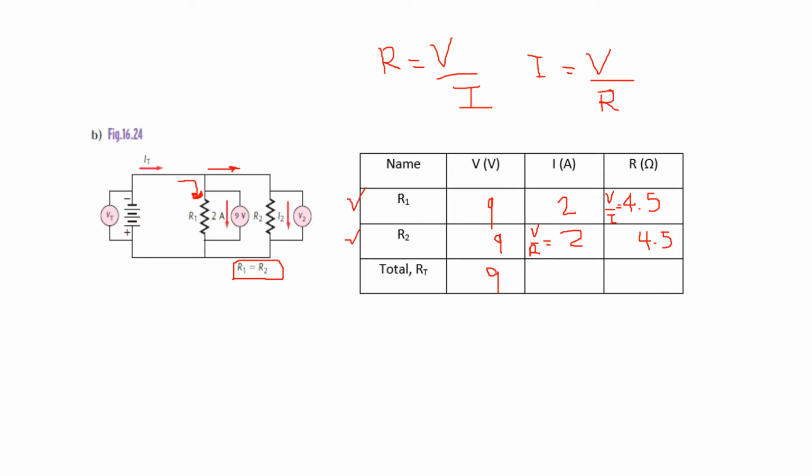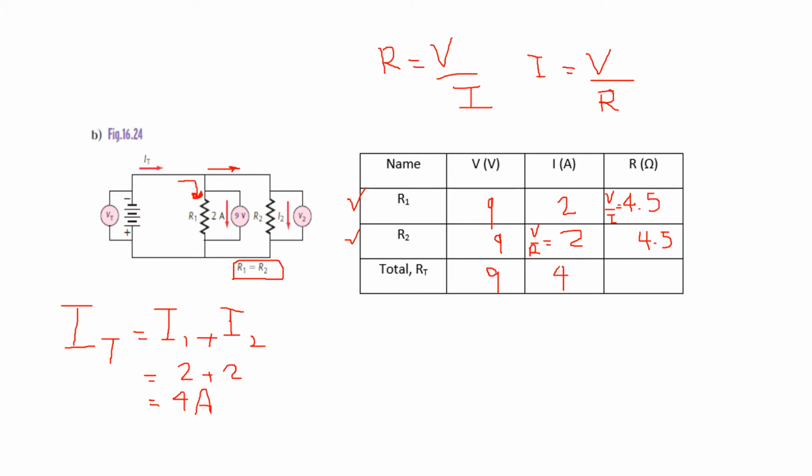In a parallel circuit, your I total is equal to I1 plus I2. Remember, in a parallel circuit, the total current is equal to the sum of the currents of the branches. So if I have I1 and I2, each one 2, so that's 2 plus 2. So my I total is equal to 4 amps. Therefore, I have my 4 in here.